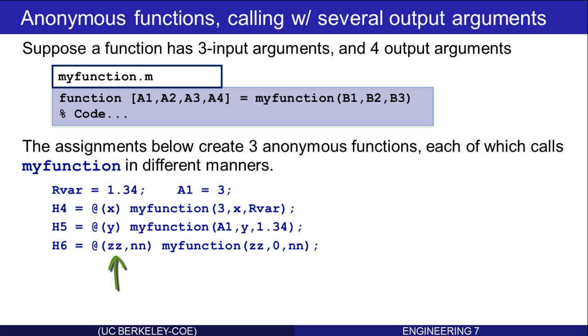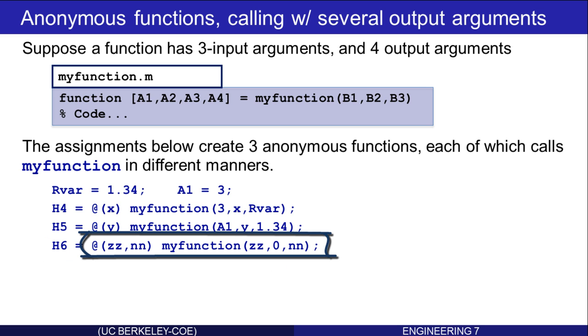The first input argument becomes the first input argument to my function. The second input argument becomes the third input argument to my function. And the second input to my function is hardwired to be a 0. Again, here's an anonymous function that is a very special case of a call to my function.